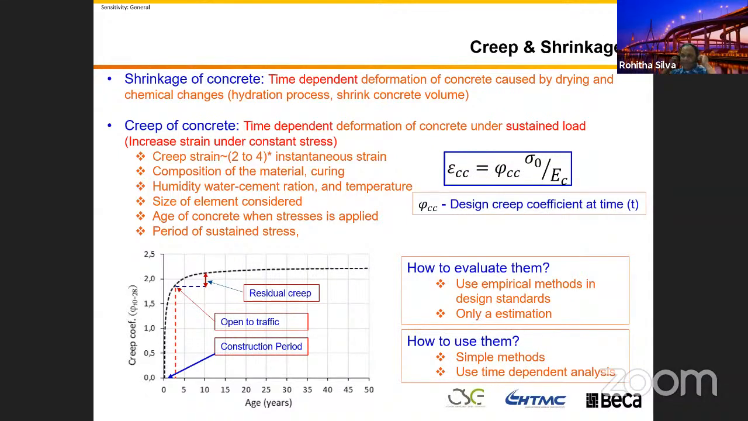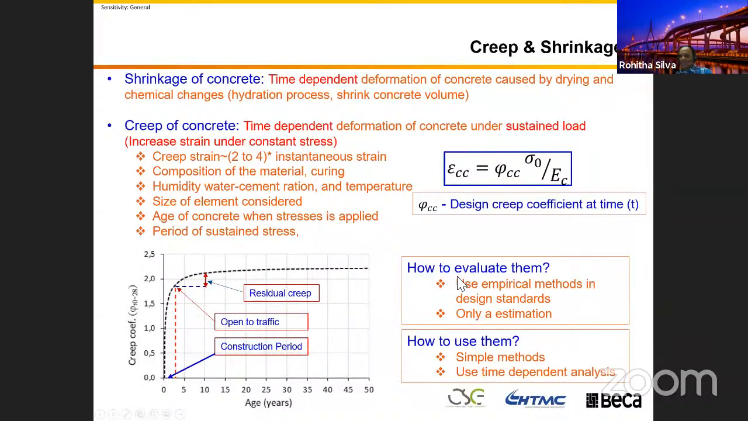Creep and shrinkage, especially creep, are going to affect sustained loading, as we discussed. In a bridge deck, the quite obvious sustained loads are the barrier, overlay, drainage pipe, or any other things you attach to the bridge deck, which always act as a sustained load. So how do we evaluate creep and shrinkage? As I mentioned, use empirical methods in the design standard.